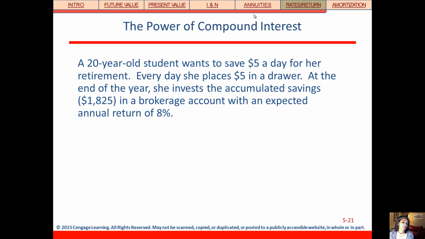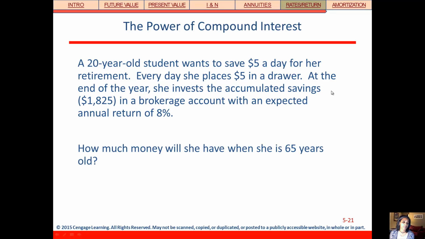So every day she places $5 in a drawer, and at the end of each year, she invests the accumulated savings for that year, which would be $1,825 a year, in a brokerage account with an expected annual return of 8%. So our question is, this is for retirement, how much money will she have when she's 65 years old? So we're looking 45 years out.